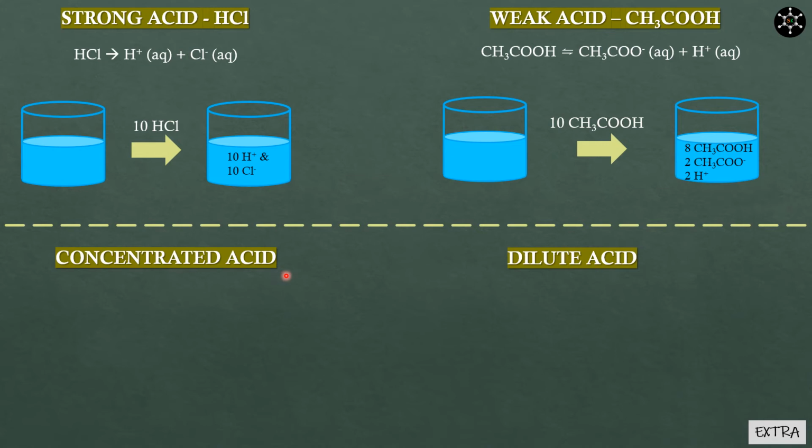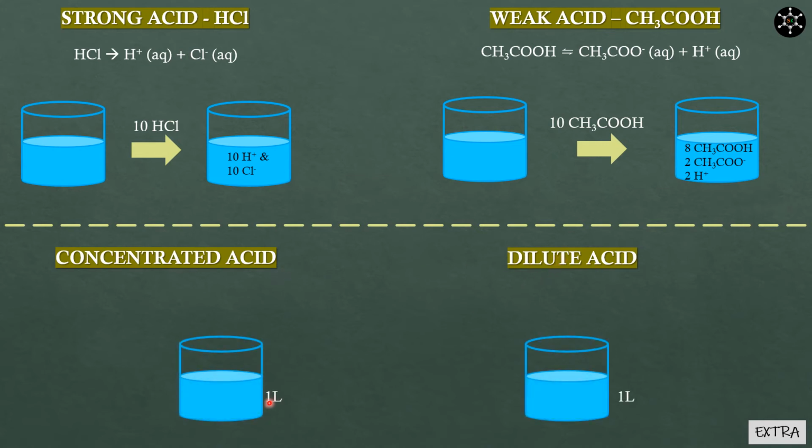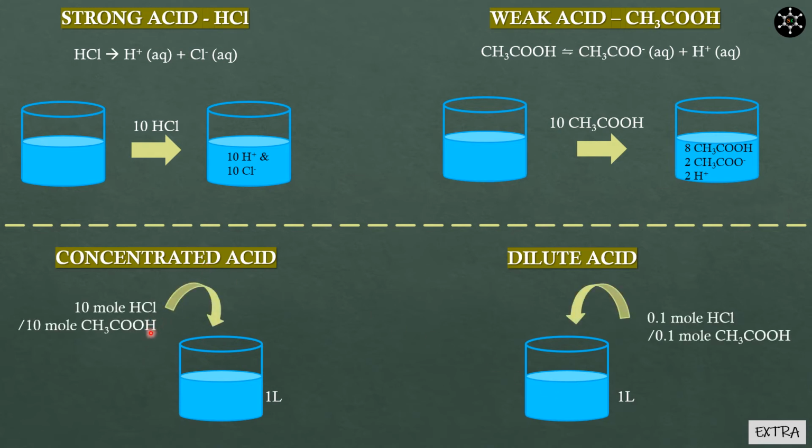Going to concentrated acid and dilute acid, let us consider 1 liter of water under both categories. Concentrated acid just means we have to add more amount of acid. It may be a strong acid or weak acid, doesn't matter. Dilute acid means we have to add less amount of the acid. So, strong acid and weak acid terms are related to the capacity of a particular substance to undergo dissociation. Concentrated acid and dilute acid is related to the amount of acid present in a specific amount of solvent, that is usually water.